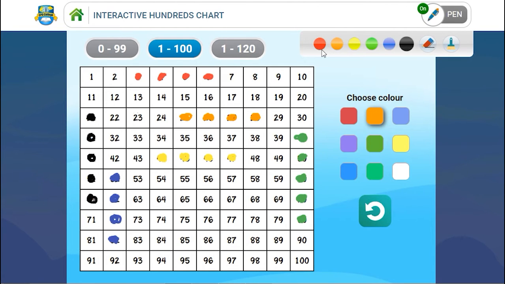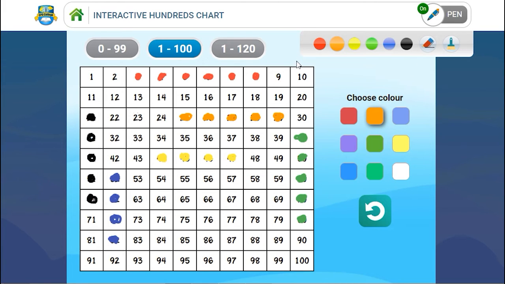So we select the pen tool and that gives us a bunch of colors. This is the eraser and this is to erase all. So for example, if we select the red, I can shade in any of the numbers. So for example, I could unplug from the interactive whiteboard and on my laptop on the interactive hundreds chart shade in a number of the squares. So for example, here I'm going to shade in 29.